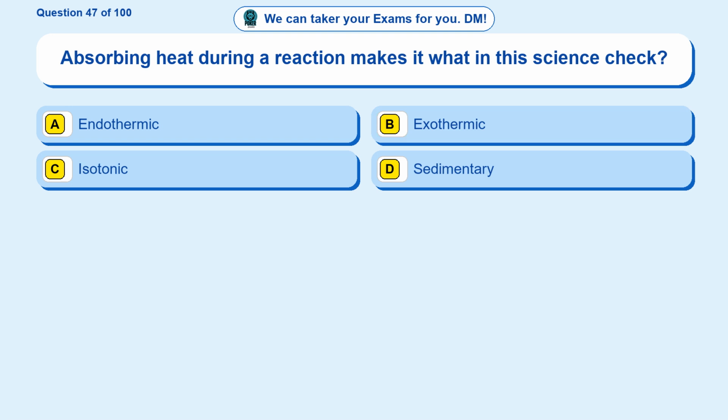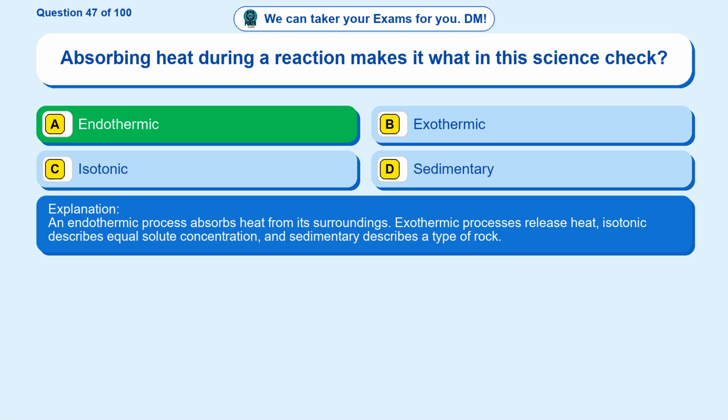Question 47. Absorbing heat during a reaction makes it what in this science check? Option A, endothermic. Option B, exothermic. Option C, isotonic. Option D, sedimentary. The correct answer is option A, endothermic. An endothermic process absorbs heat from its surroundings. Exothermic processes release heat, isotonic describes equal solute concentration, and sedimentary describes a type of rock.